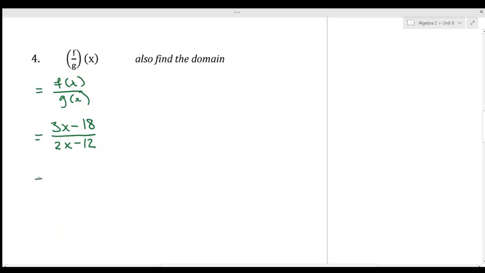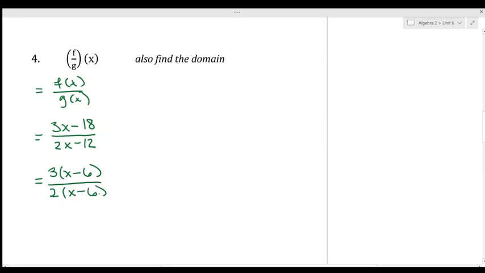Okay, now what's going to happen is we're going to have to do that fun thing we all love, which is factoring. So between 3x and negative 18, they both have a 3 that we can pull out. So we get 3, and 3 times what gives us 3x? x. What times 3 gives us a negative 18? A negative 6. Over the GCF between 2x and 12 is 2. So what times 2 gives us 2x? x. What times 2 gives us a negative 12?